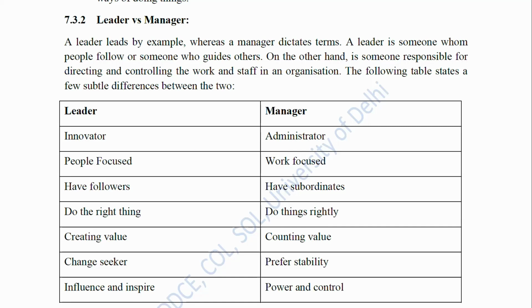A leader is an innovator, whereas a manager is an administrator. A leader is people-focused, a manager is work-focused. Thirdly, a leader has followers, a manager has subordinates. Leaders do the right thing, whereas managers do things right. A leader creates value, whereas a manager is represented by counting values. A leader is a change seeker, whereas a manager prefers stability. A leader is an influencer who inspires, whereas a manager has power and controls.